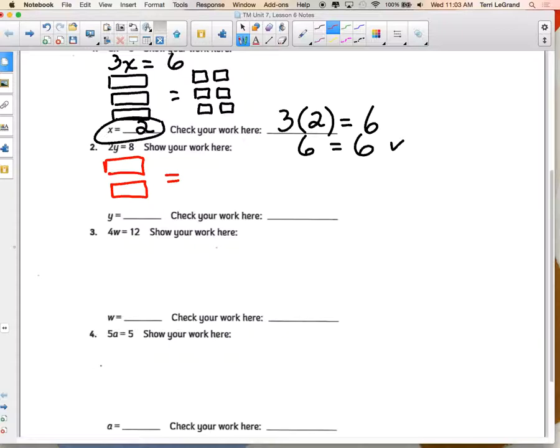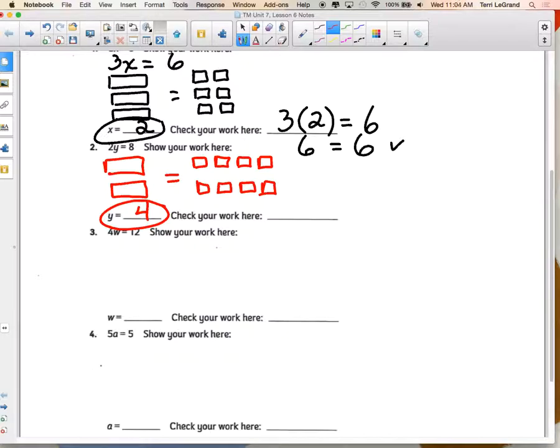How many unit tiles did you line up with each y tile, Hannah? 4. Okay, so I have to draw 4 to go with each of the y tiles, also known as x tiles. Because then I gotta make sure I have 2 y tiles on one side, I have 8 on the other. Looks good. I have equal groups, so I can say y equals 4. So my solution is y equals 4.